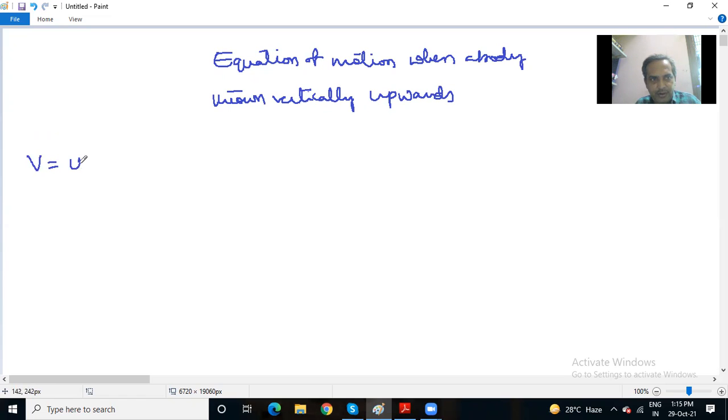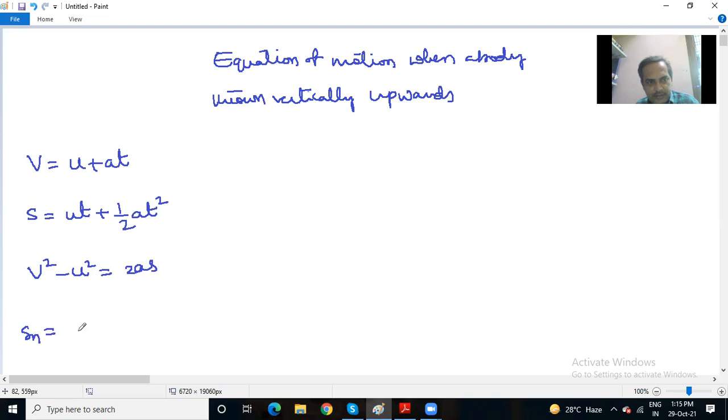The first one is v = u + at. The second one is s = ut + half at square. The third one is v square minus u square = 2as. And the last one is Sn = u + a(n minus half). So how are these equations changed when a body is thrown vertically upwards?